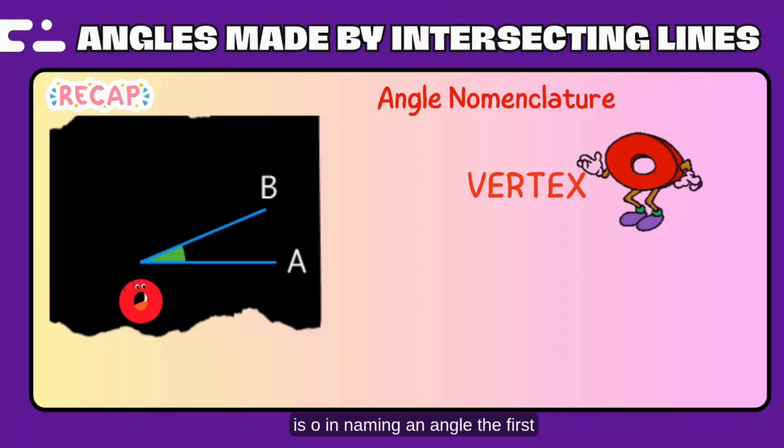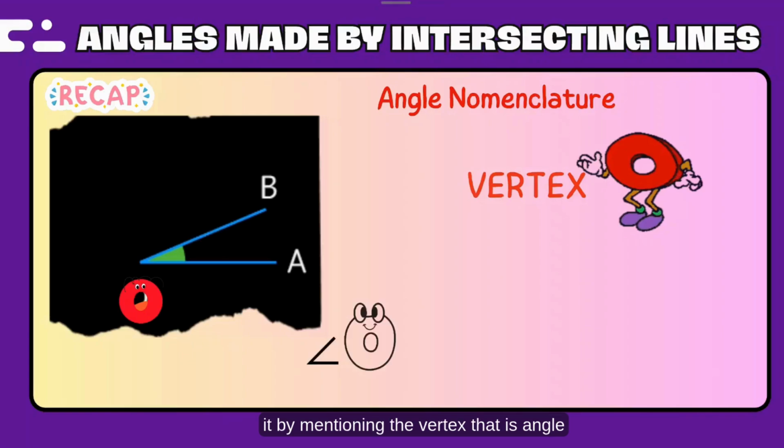In naming an angle, the first step is to identify the vertex. And in angles like these, where only one angle is formed at the vertex, we can simply name it by mentioning the vertex, that is angle O. So it's perfectly fine to name this angle as angle O. But in some cases, multiple angles are formed at one vertex. In that case, we have to name the arms also. So how will you name this angle O using its arms? Can you write in the comment section?